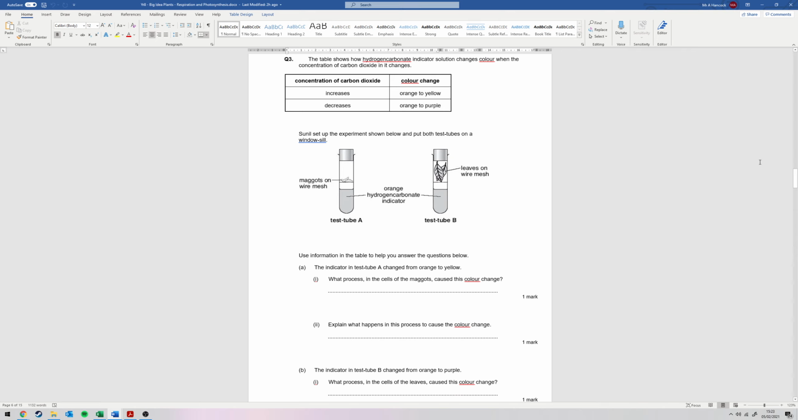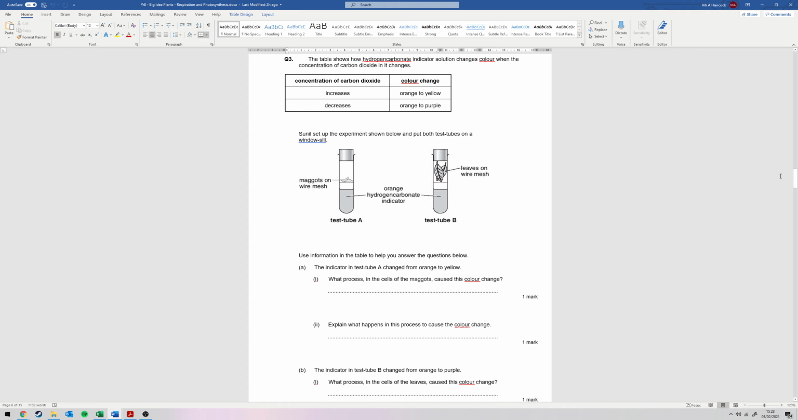Question 3. The table shows how hydrogen carbonate indicator solution changes colour when the concentration of carbon dioxide in it changes. Now we've got a table. The first column is concentration of carbon dioxide, and the second column is colour change. If the concentration of carbon dioxide increases, the colour will go from orange to yellow. And if the concentration of carbon dioxide decreases, the colour will go from orange to purple.